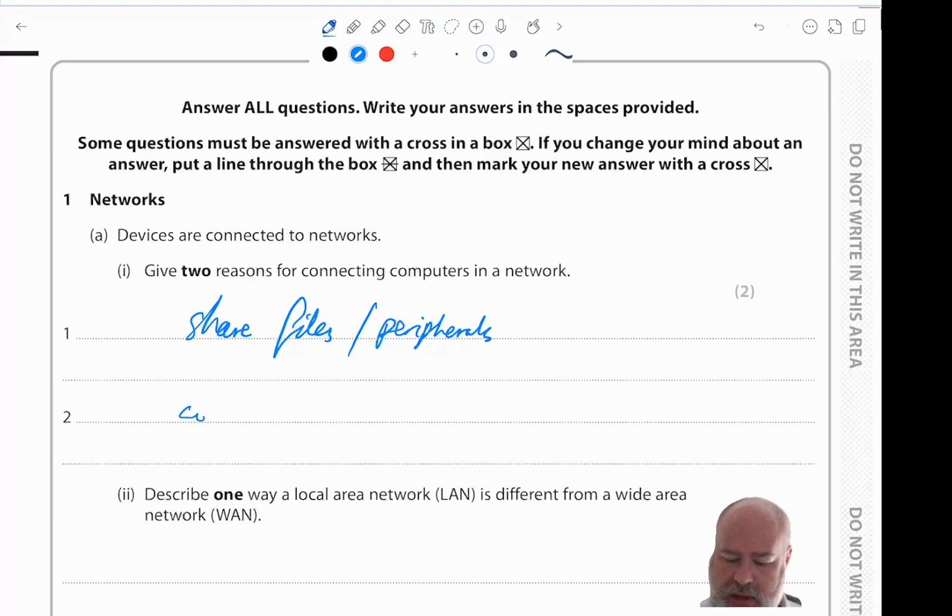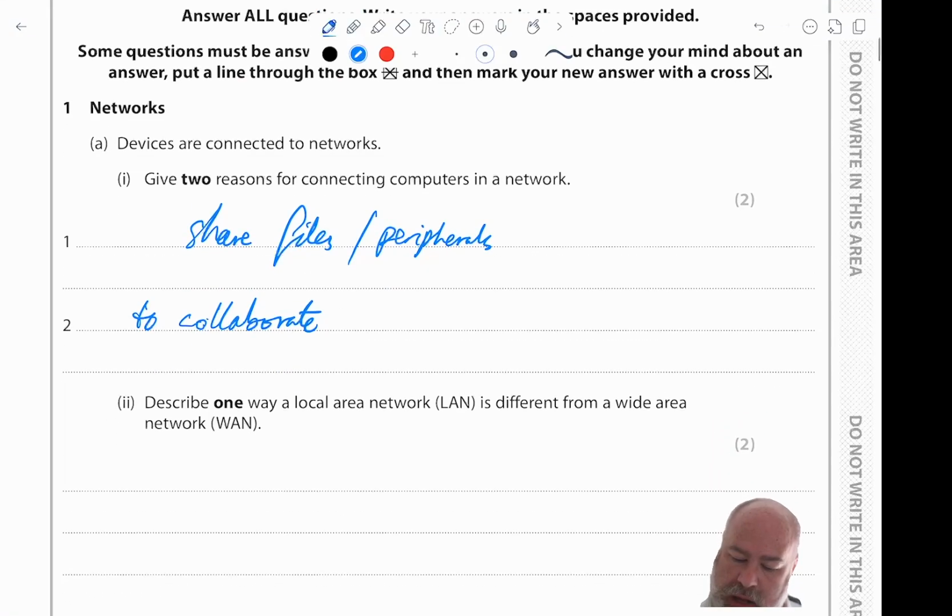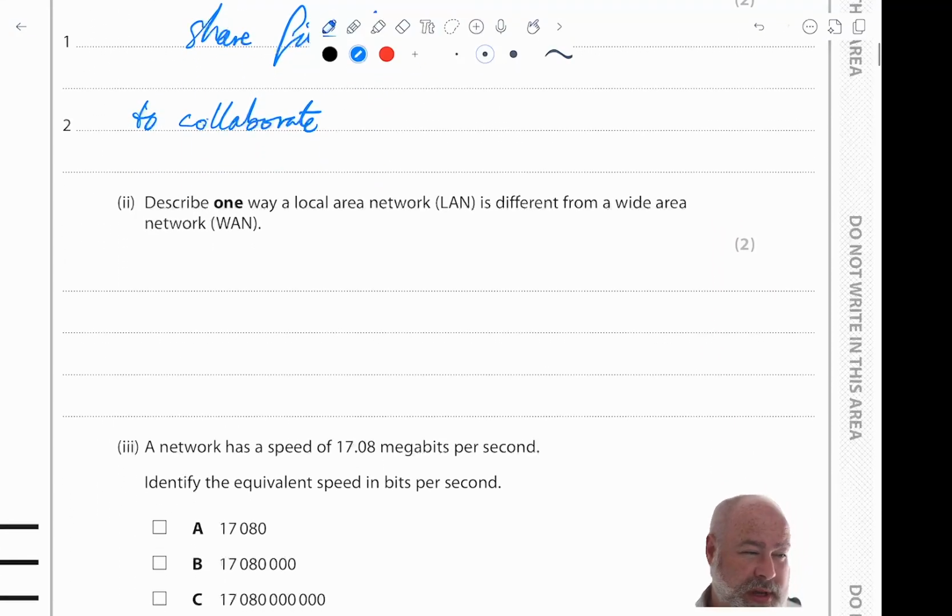So I put to collaborate. Should be a nice easy 2 marks to start off with.